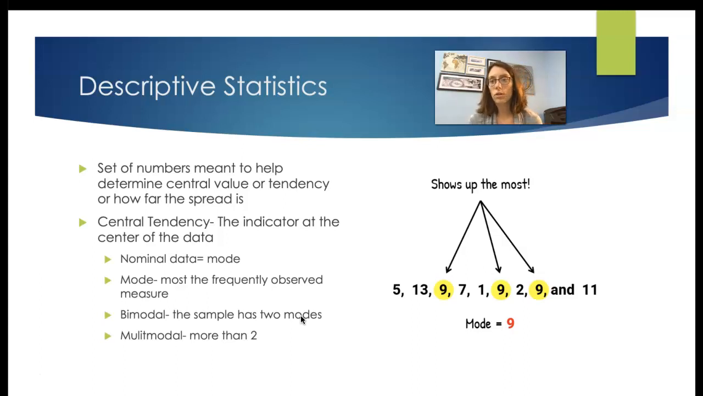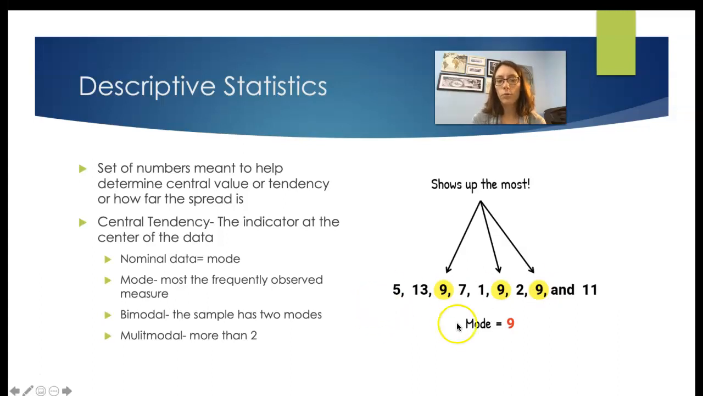It could be the middle temperature. It could be the middle weight in birth weights. It could be all kinds of data. It's the number that shows up the most, or it's the one that's kind of in the middle. So for example, here in nominal data, it's the mode: 5, 13, 9, 7, 1, 9, 2, 9, and 11. We have 9 three different times. So even though 9 isn't really in the center of this data, it is the most used, and that's what the mode is. The mode is the most frequently used observation.